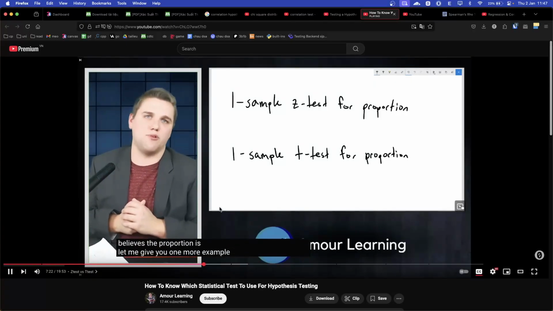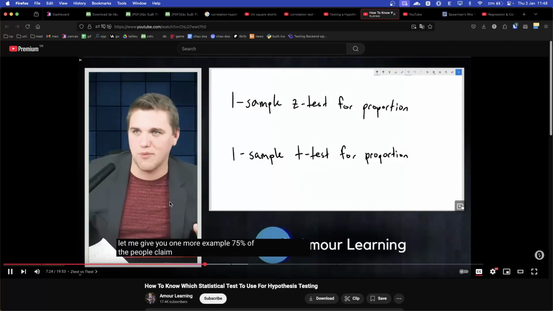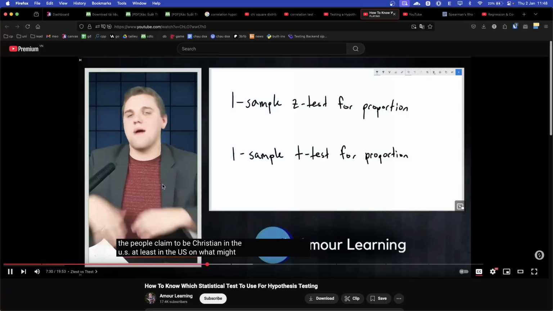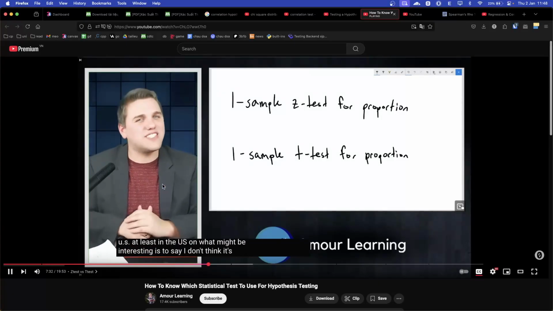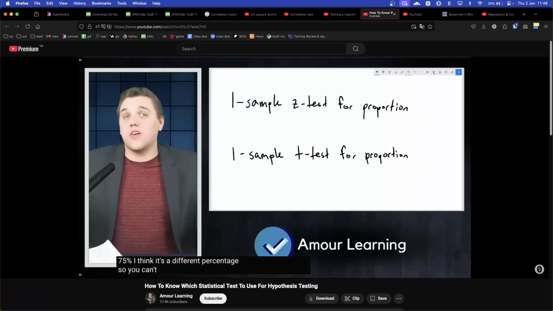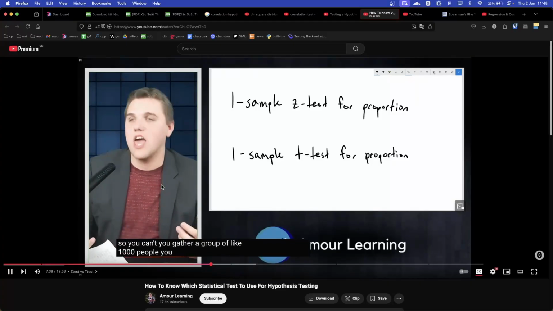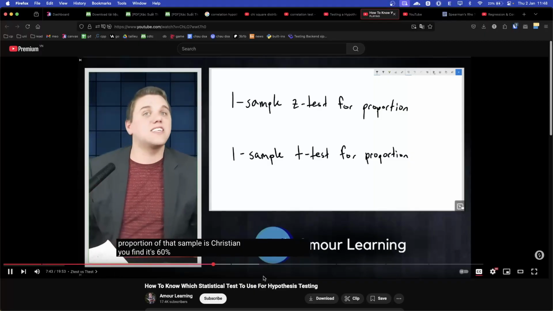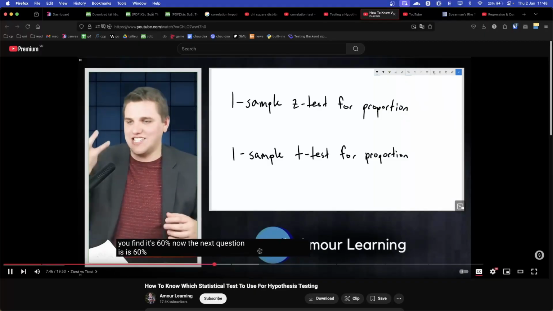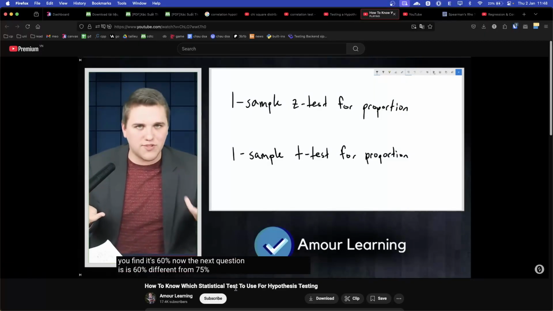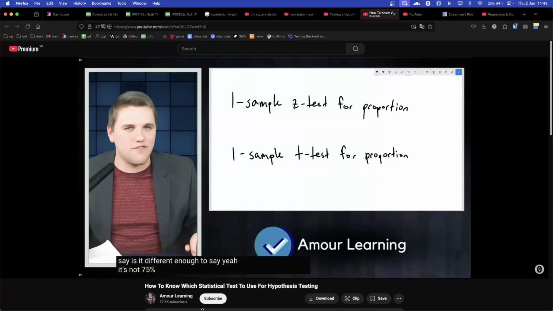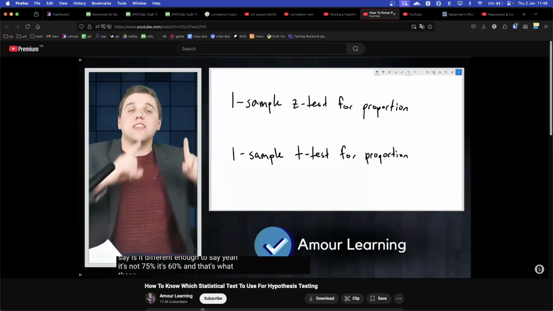Let me give you one more example. 75% of the people claim to be Christian, in the U.S. at least. What might be interesting is to say, I don't think it's 75%, I think it's a different percentage. So you gather a group of like 1,000 people, you calculate what proportion of that sample is Christian. You find it's 60%. Now the next question is, is 60% different from 75%? Or should I say, is it different enough to say, yeah, it's not 75%, it's 60%? And that's what these tests can do.